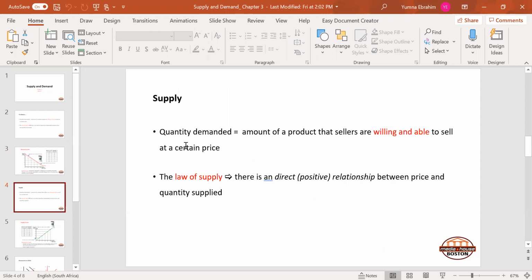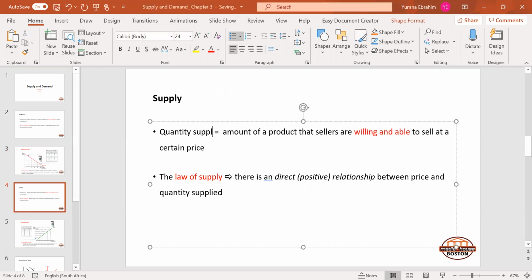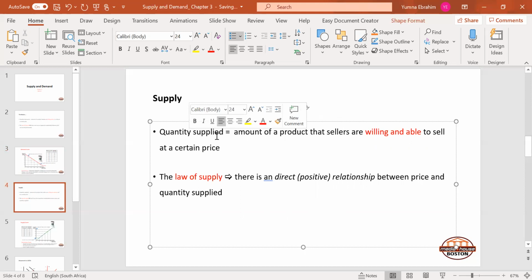Okay, then we have supply. Sorry, this should be quantity supplied, apologies. Quantity supplied is the amount of a product that sellers are willing and able to sell at a certain price. In a market, you get people who consume goods and then suppliers who produce goods. So we could talk about Apple as a supplier, and the quantity supplied of iPhones is the amount of iPhones that Apple is willing and able to sell at a certain price.